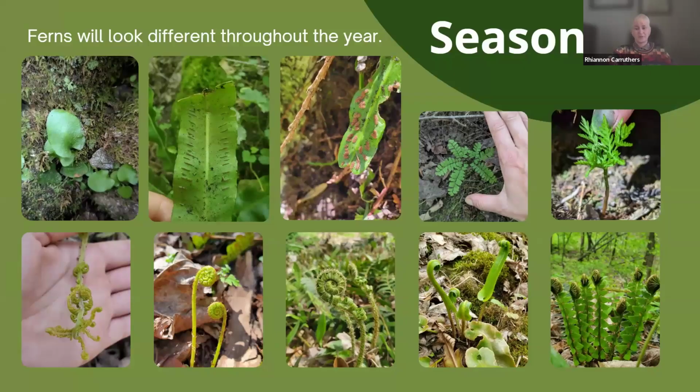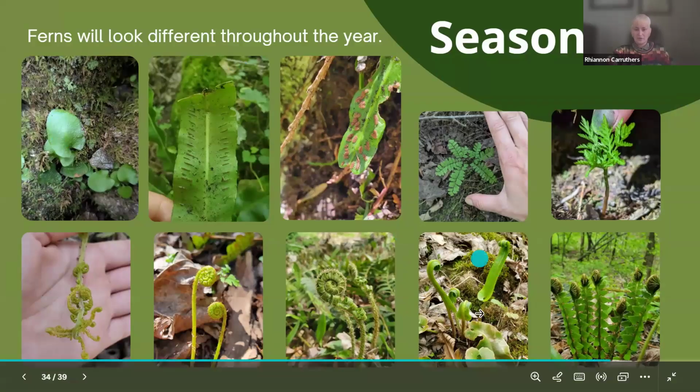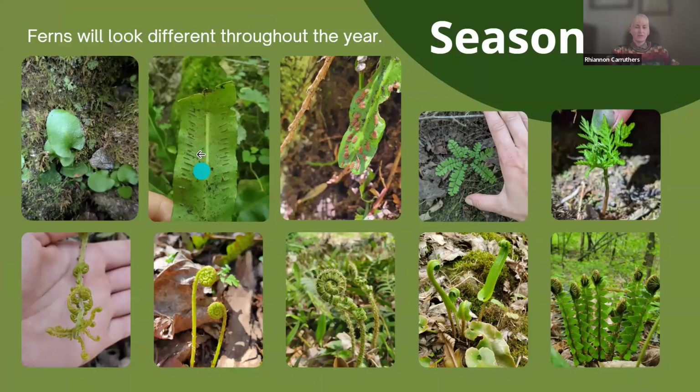Seasonality. Ferns will look different throughout the year. This is a young hartstongue fern. Also here you can see them, they're still in their fiddlehead stage. Here we can see the sori on the fern, and here they are once they've opened a bit more.